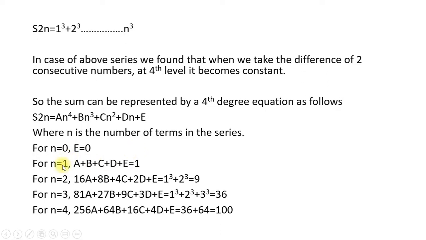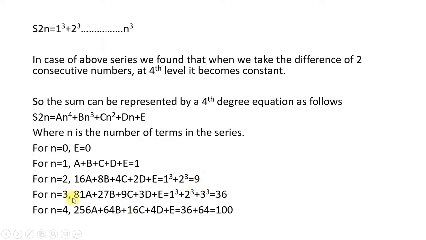Similarly, if we put n equal to 1, on the left hand it will be 1 cube only, so that is 1. And on the right hand, we get a into 1 to the power 4 plus b into 1 cube plus c into 1 square plus d into 1 plus e. That is a plus b plus c plus d plus e, and that becomes equal to 1. Like that, if we put n equal to 2, on the left hand we get 1 cube plus 2 cube equal to 9. On the right hand we get 16a plus 8b plus 4c plus 2d equal to 9.